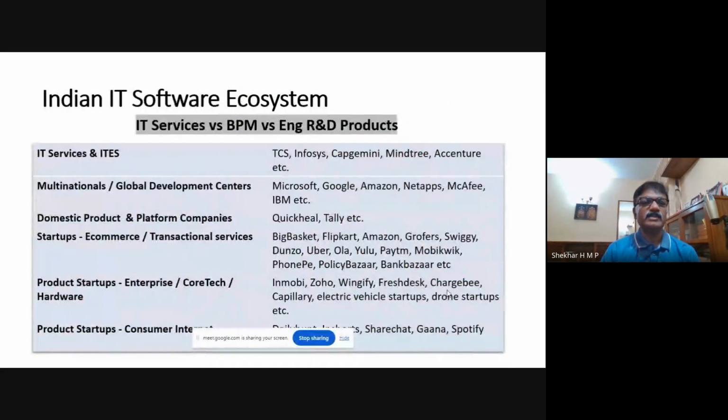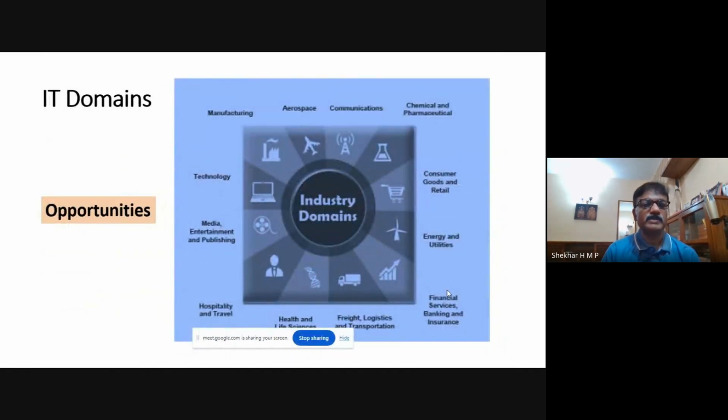With this background, I have just listed some of the categorized companies. Most of you are aware of these: on the startup side, the product side, the GCC side, and then the services side. This is for completion purposes.